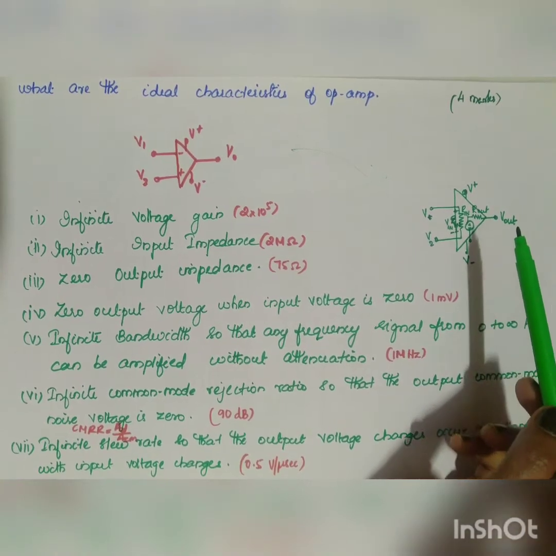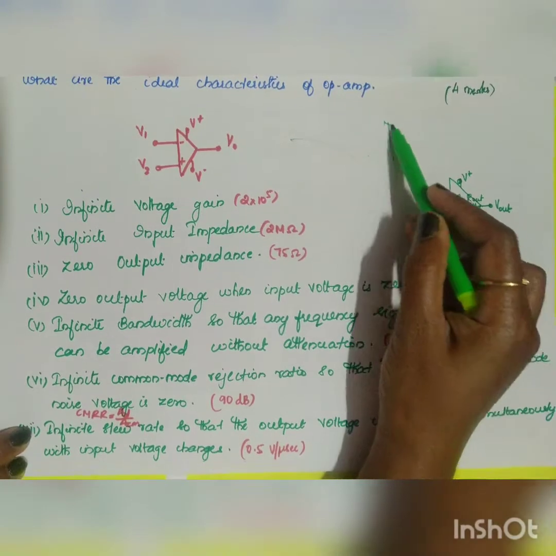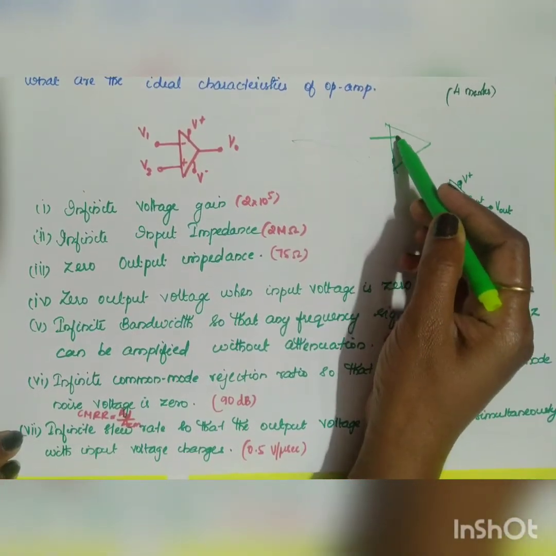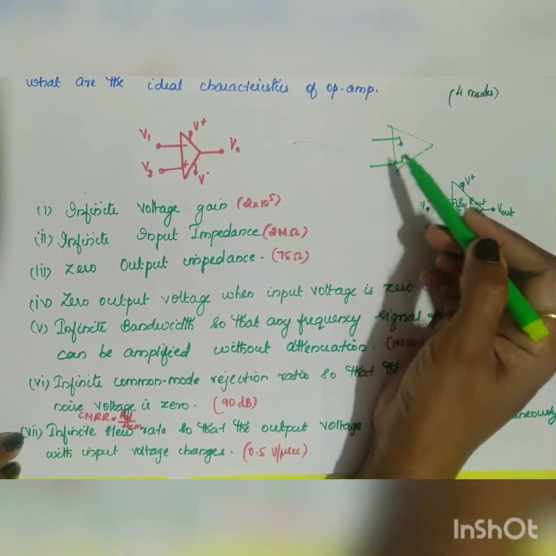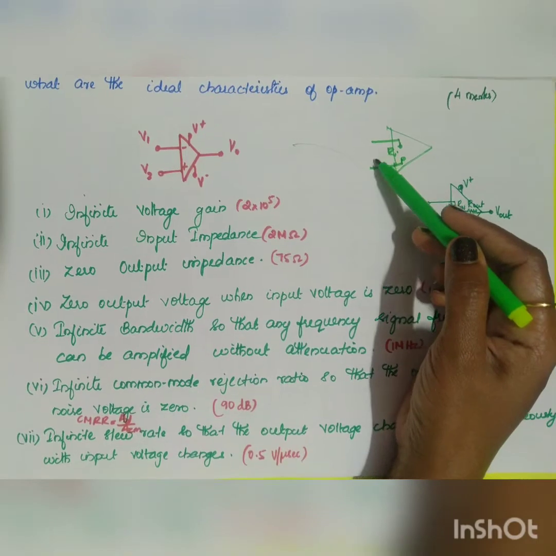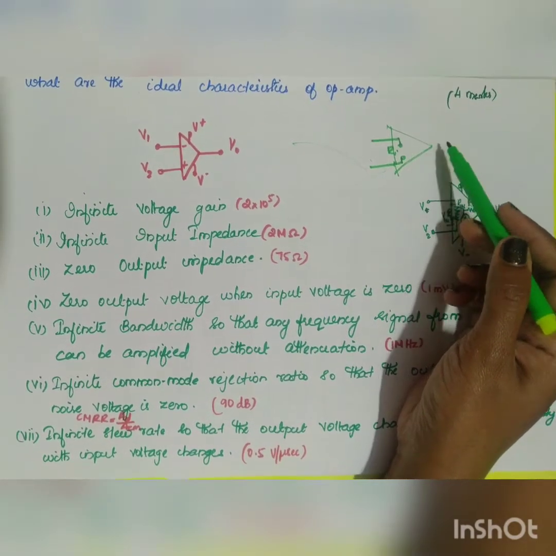So in the case of an ideal op-amp, your equivalent circuit will change into, the input impedance is very high, right? So it will act as an open circuit. So Ri will be very high, that is you cannot draw any current, the current doesn't flow inside your op-amp.